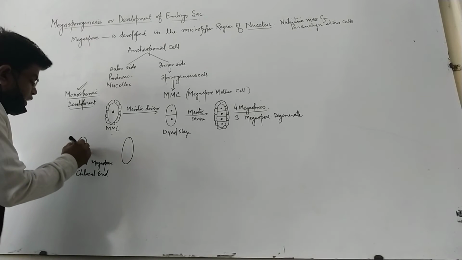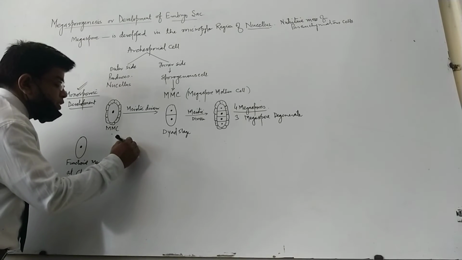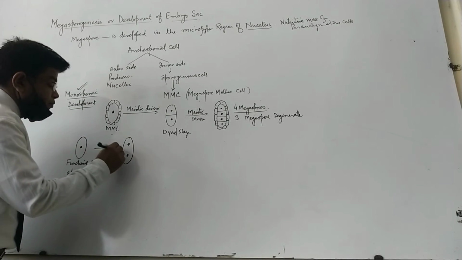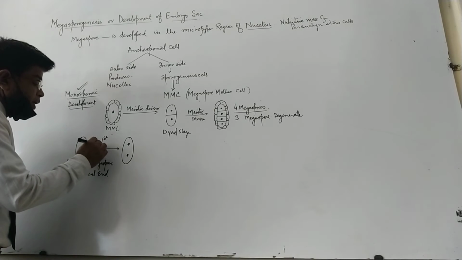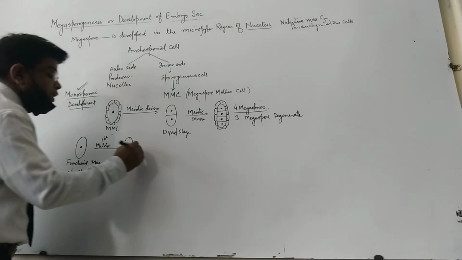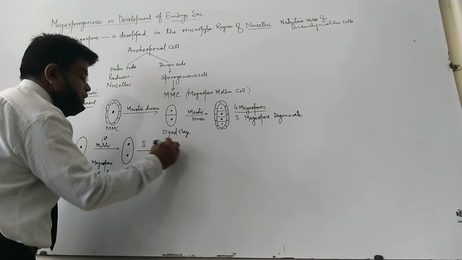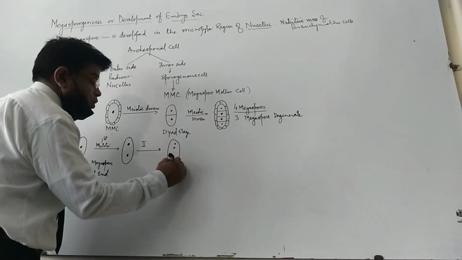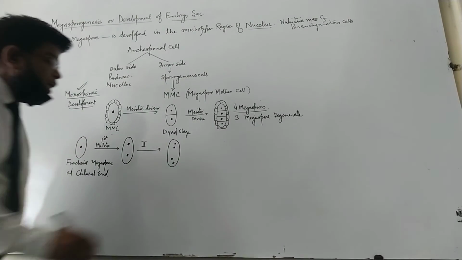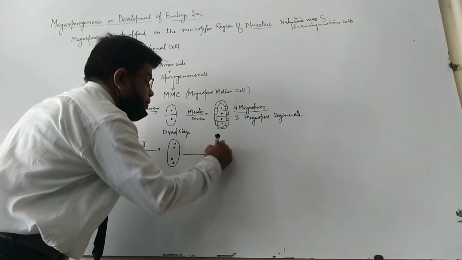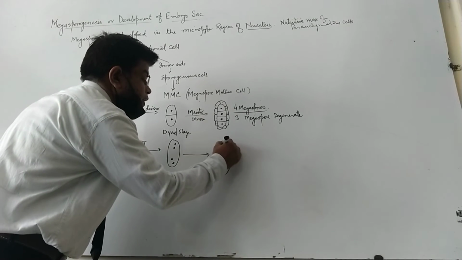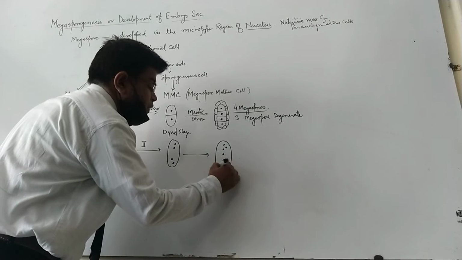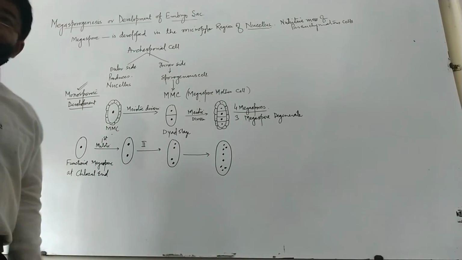Now what will happen? The nucleus of this functional megaspore is divided by mitotic division. This is the first mitotic division. Then the second mitotic division takes place, and 4 nuclei are produced, and later on these 4 nuclei divide by the third mitotic division. So there are 8 nuclei.